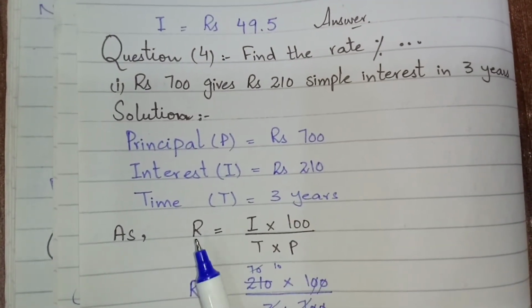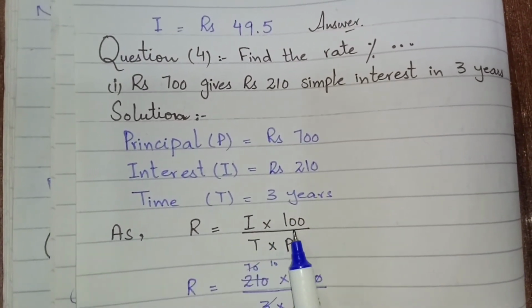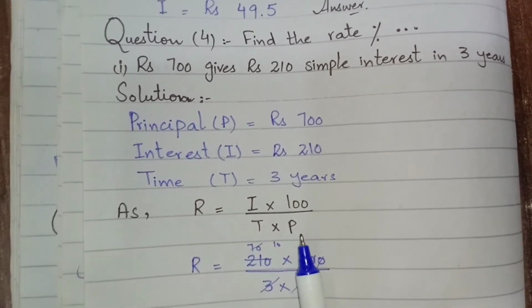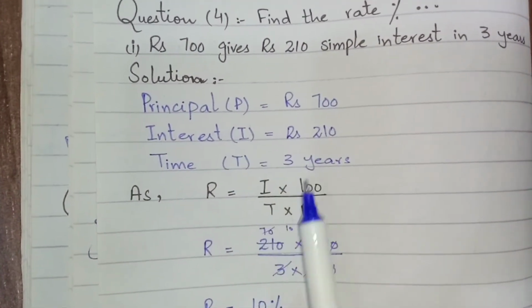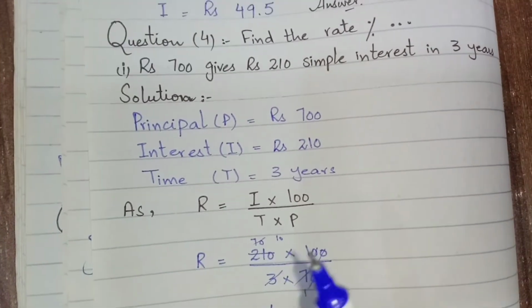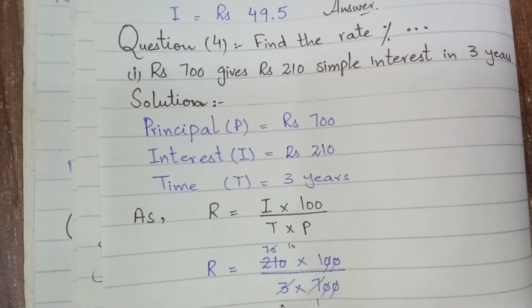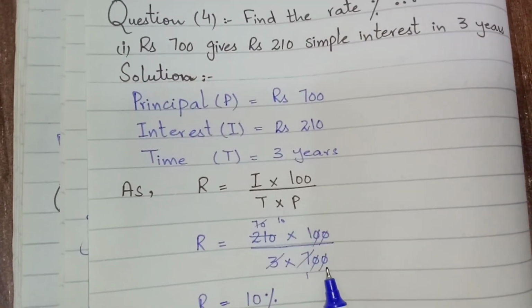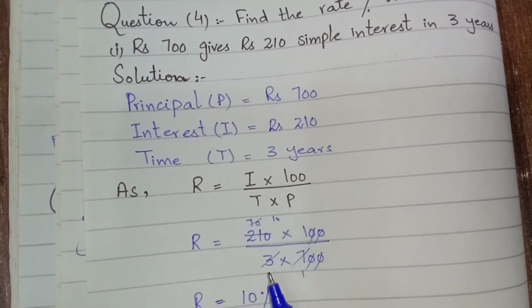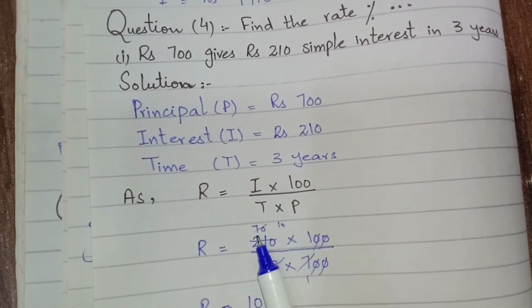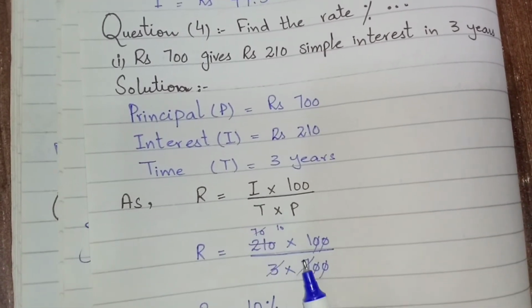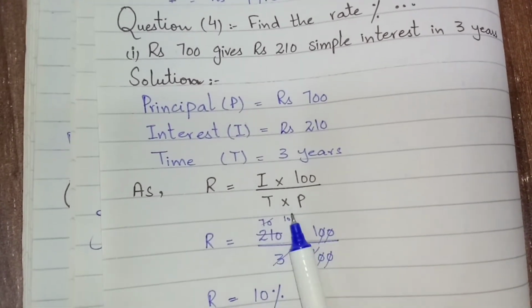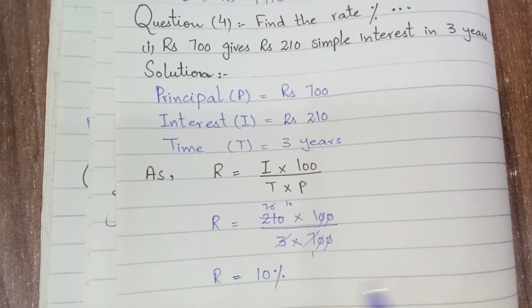So students, R is equal to I multiplied by 100 divided by T multiplied by P. So putting the values, I is 210, 100, T is equal to 3 years multiplied by principal is equal to rupees 700. These 2 0s will be cancelled out with these 2 zeros. Then 3 1s are 3, 3 7s are 21, and 0 as it is. Now 7 1s are 7, 7 10s are 70, and we get rate is 10%.